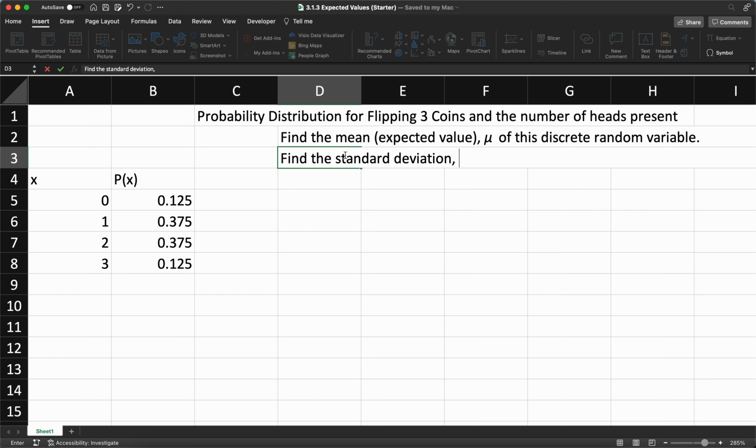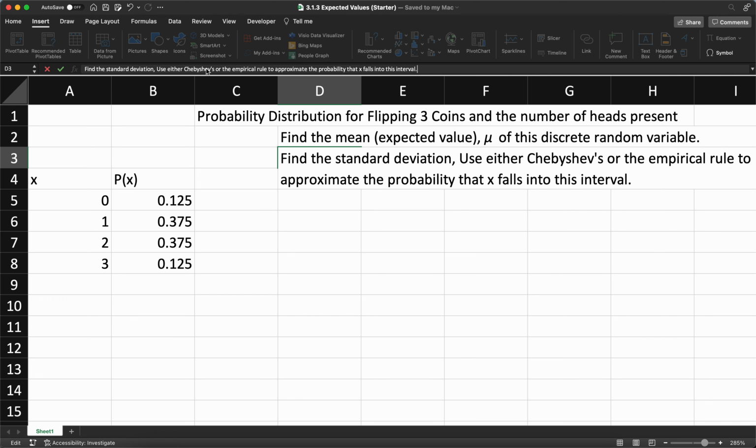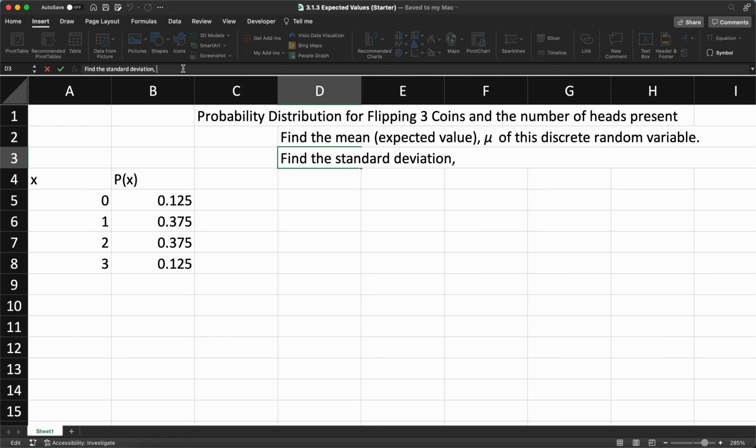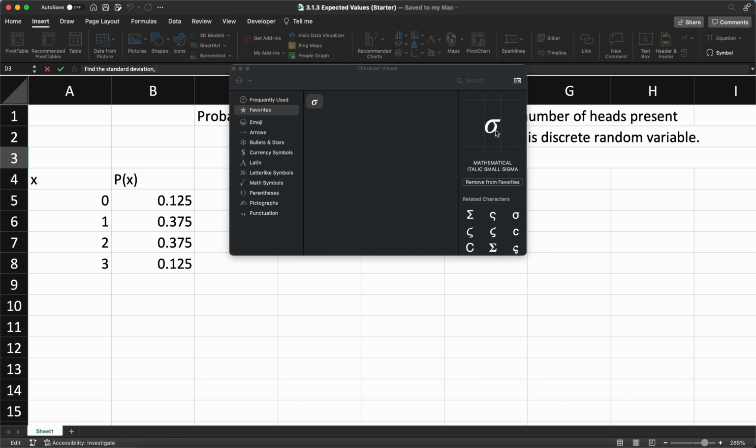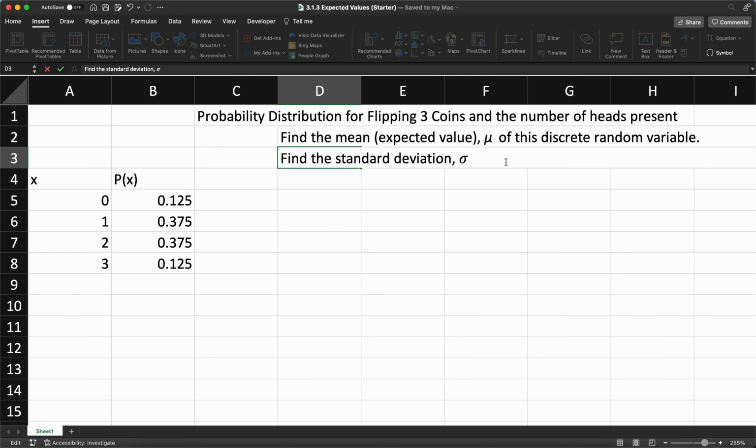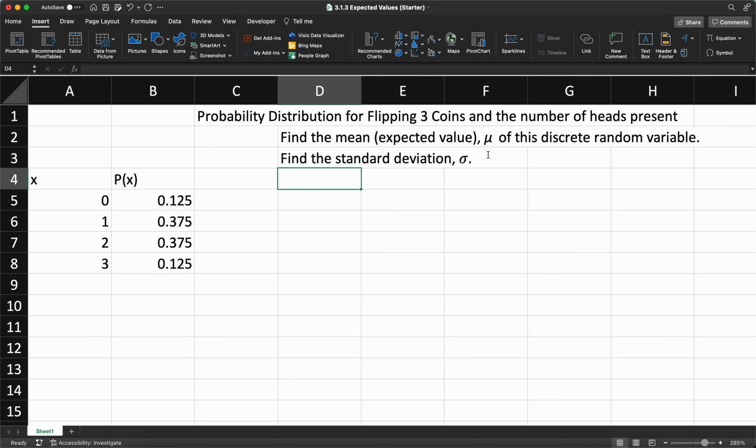And the standard deviation is actually called sigma when we're dealing with, let's see if I can find the symbol here. So that's sigma. So we're going to find the mean, which is called the expected value, which is given by the symbol mu. That's mu, pronounced M-E-W, mu, of the discrete random variable.